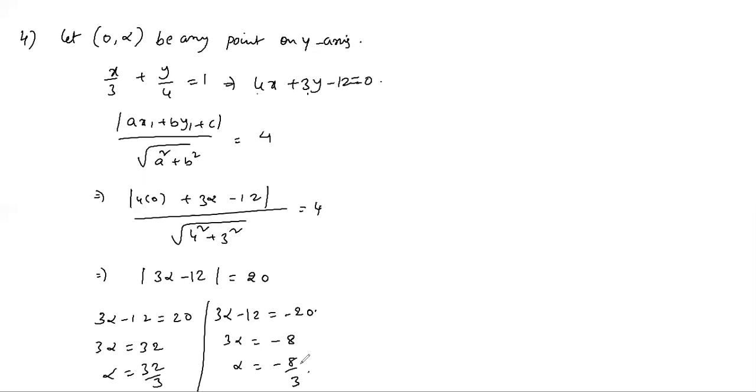So what are the required points? 0, comma 32 by 3 or 0, comma minus 8 by 3. Same as in exercise 10.3 we did already, the same with x-axis points, so here y-axis.